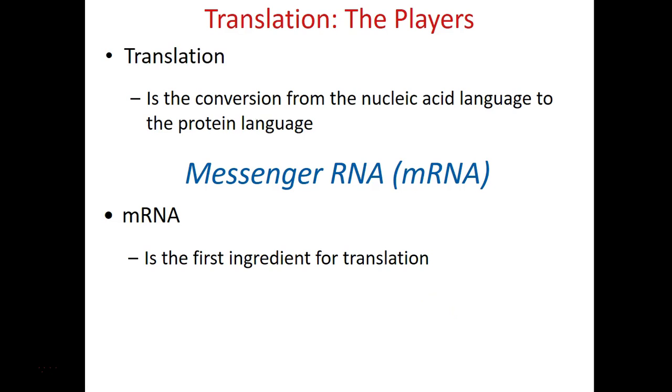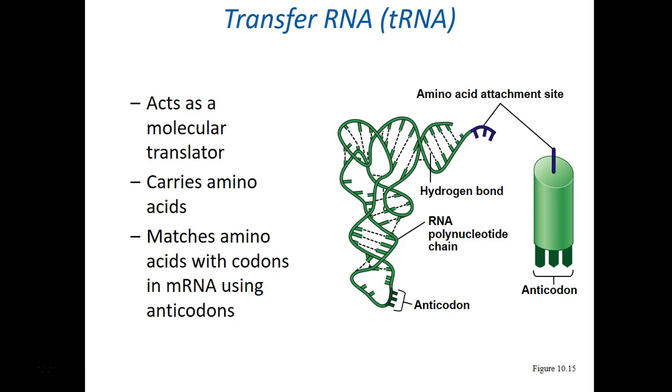Now, translation, where you're going from RNA to protein, requires several different players. So translation is the conversion from the nucleic acid language to the protein language. The first thing you need is the messenger RNA. This is the sequence of RNA that tells you what amino acids you're going to need.